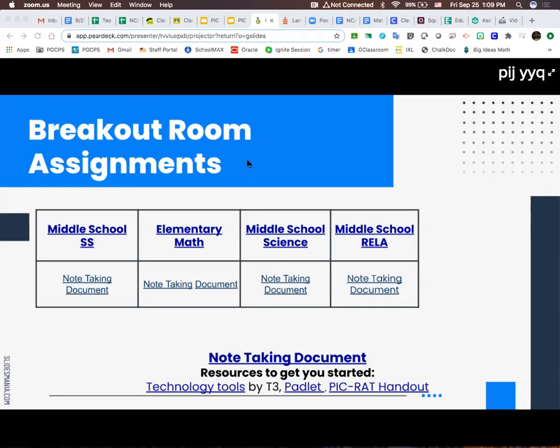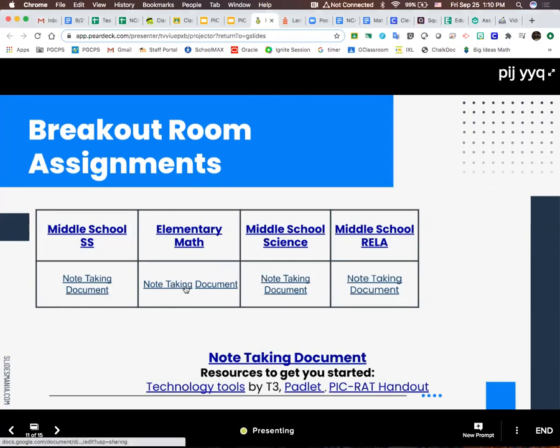So now what we're going to do is have you go into some breakout rooms, and we're going to put you in randomly. You're going to look at some lesson plans, and we're going to see where they fall along the PICRAT model. Each group is going to have a note-taking document. Mr. Swain's going to explain that in just a second. You'll pick one person to lead and type into the document, and then we'll share out when we come back. Yes, we're going to have 15 minutes in our groups.